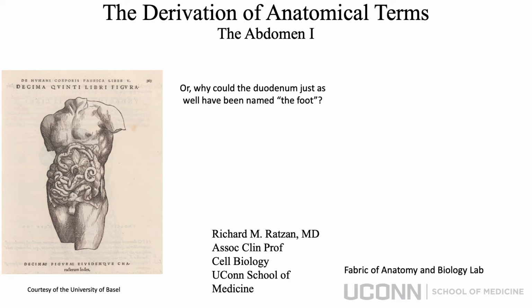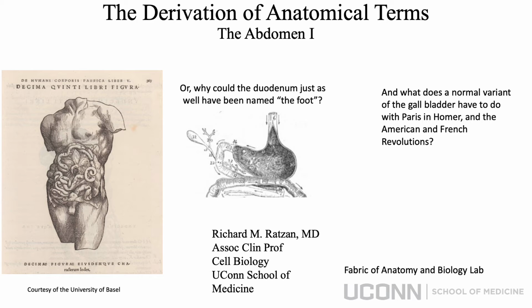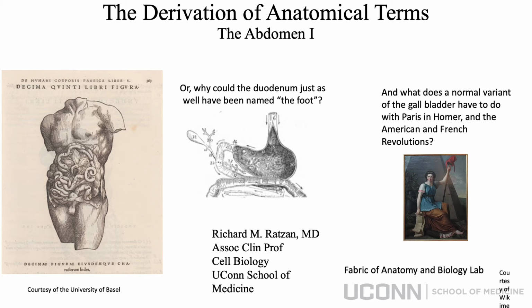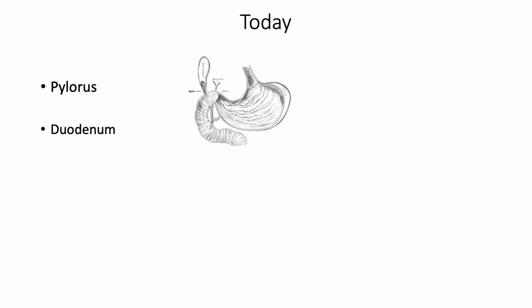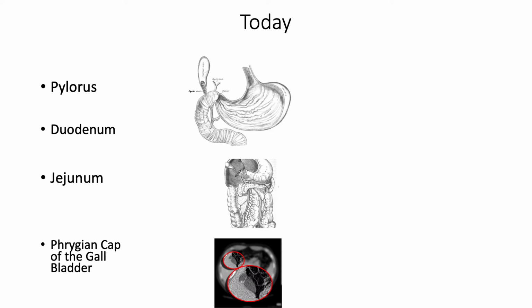The title of this talk could just as well have been, why is the duodenum named the duodenum and not the foot? And we'll see why that is later. Or, what does the normal variant of the gallbladder have to do with Paris, the figure in Homer's Iliad, or the symbols of the liberty fighters in the American and French revolutions? That will become clear quite soon. Today I'm going to discuss the pylorus and the duodenum, the jejunum, and the Phrygian cap of the gallbladder, which is an anatomical variant in approximately 4% of the population, having no pathological significance.